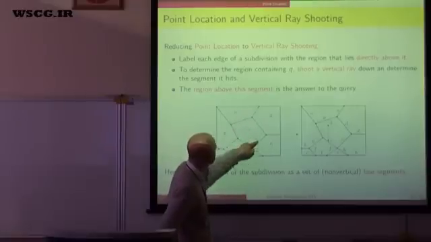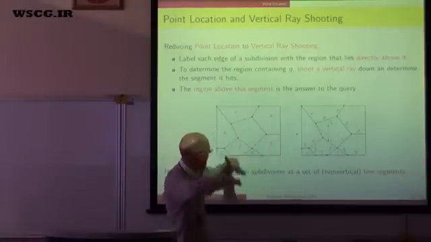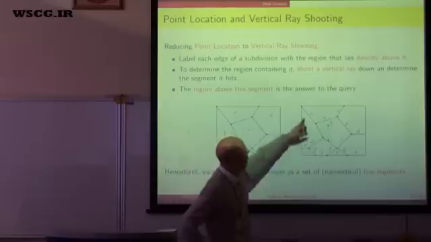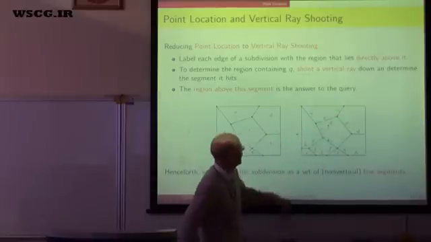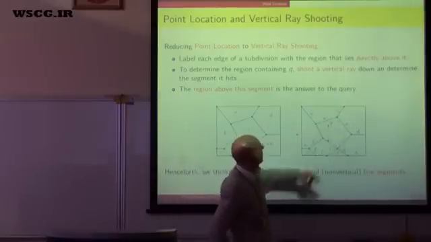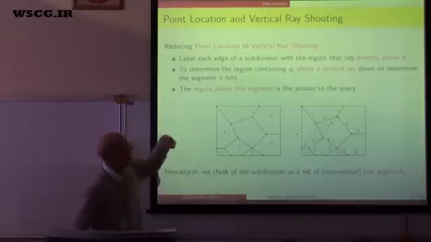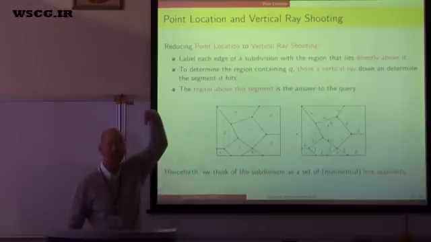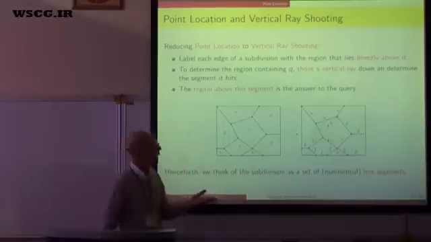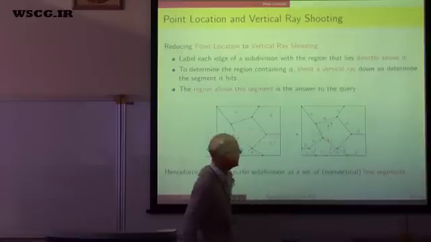C with this, this, and this. D with these edges. So in other words, you imagine you just project the label down. You get a labeling now of edges. And now, given a query point, the vertical ray shooting query just says, okay, imagine that a drop of water falls straight down from this point. What edge does it hit? Okay, it hits edge C in this case.